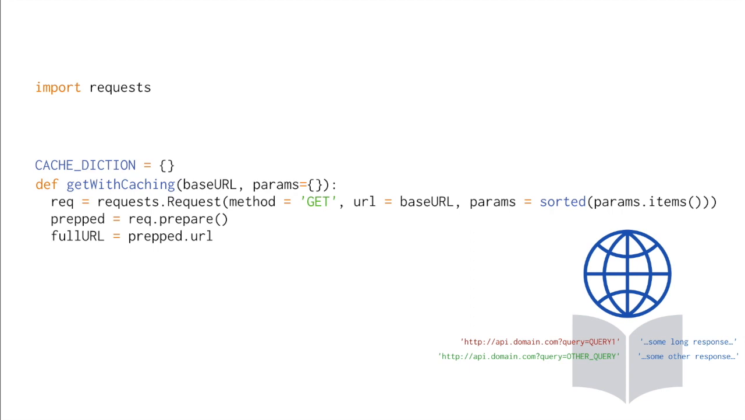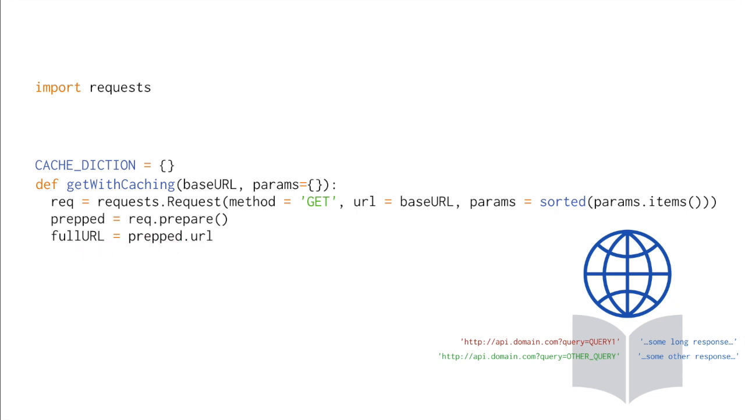Now, assuming that we imported the requests library, we're going to use this code to get the full URL of our requests. And you shouldn't actually need to remember or know how this works. The only thing to know here is that essentially what this code does is it takes a base URL and a list of parameters and it gets the full URL without actually making the request.